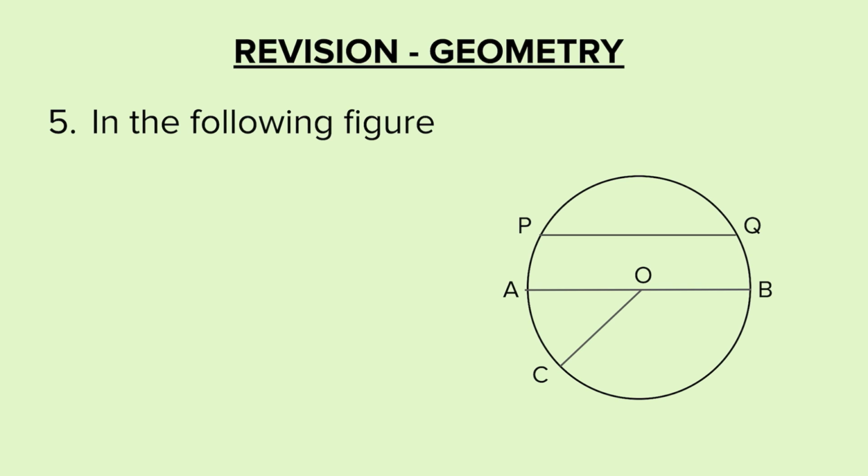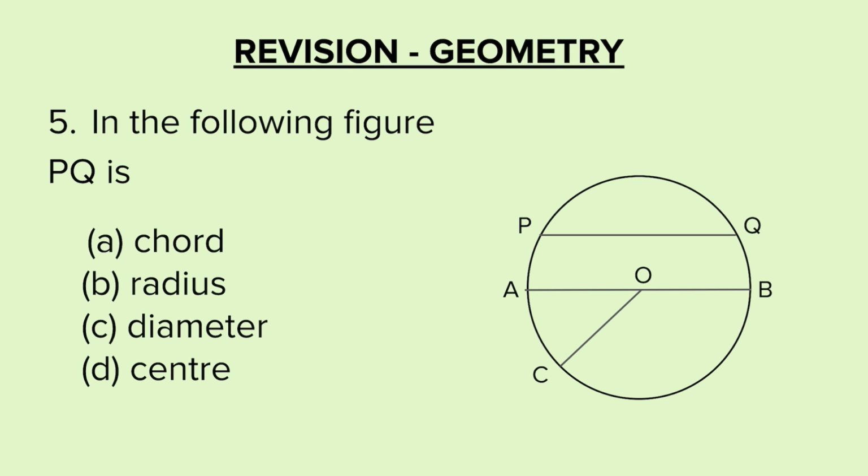Question 5. In the following figure, PQ is. In this question, they have asked for PQ, and the options given are chord, radius, diameter and center. Now PQ is a chord because both the endpoints are on the circumference of the circle. Correct answer is A option.